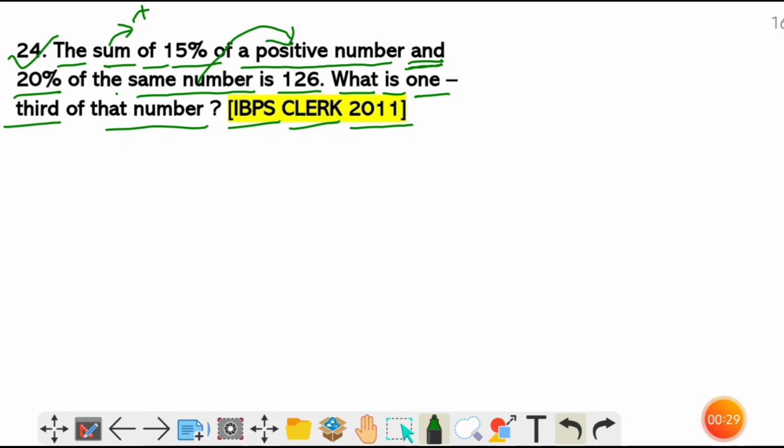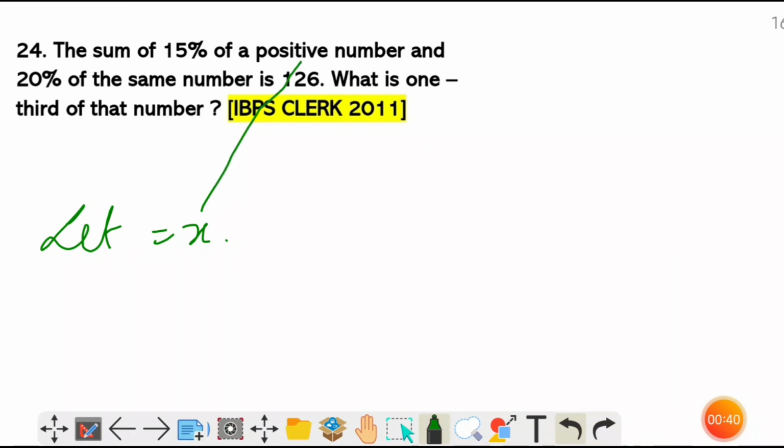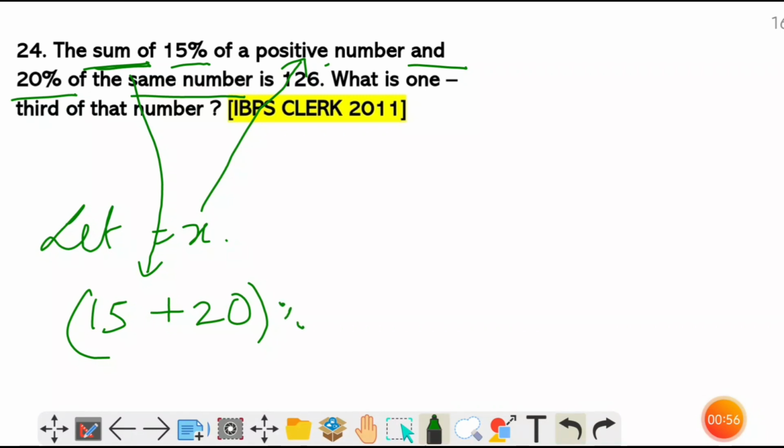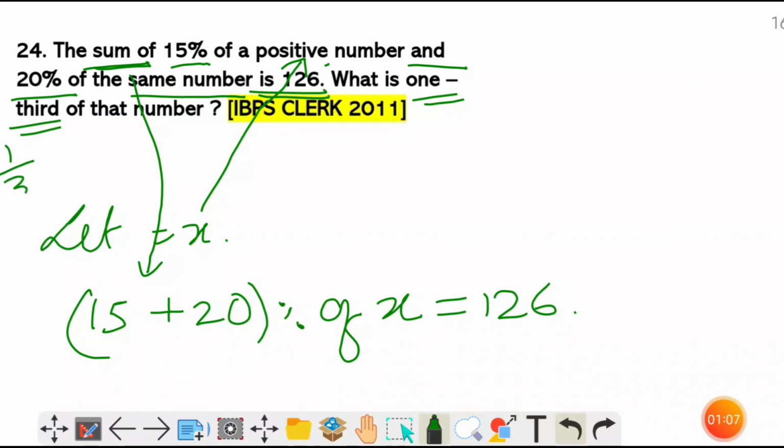Here, in this question, they have mentioned a positive number. This positive number we have to first find. So, for finding that, we will suppose let the positive number be x. And according to the question, they have said the sum of 15% and 20% of the same number. So here we'll add plus and we'll write 15% and 20% because both are percentages of the positive number, that is x, is equals to 126. From this equation we'll find the value of x.